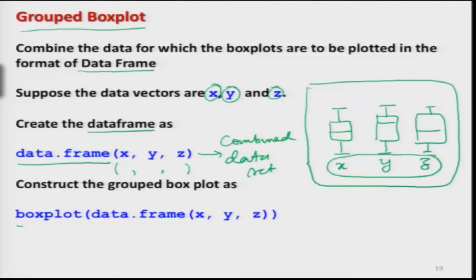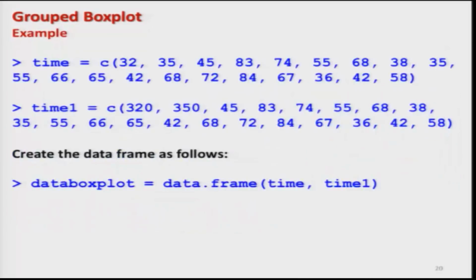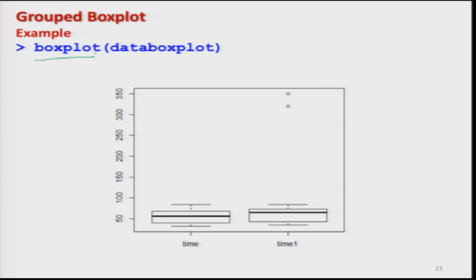I would try to create a box plot for this data set which has been combined using the concept of data frame. So, now what I do here is the following. I take the same data set time and time 1, and I combine them and create a data frame using the command data.frame, with time separated by a comma and then time 1 inside the argument, and I store this data as data box plot. After this I use the command boxplot and give the data inside the argument as data box plot, which has been obtained through data frame.